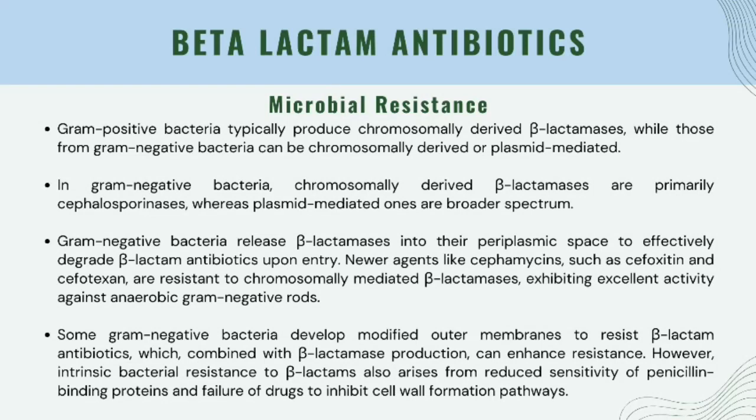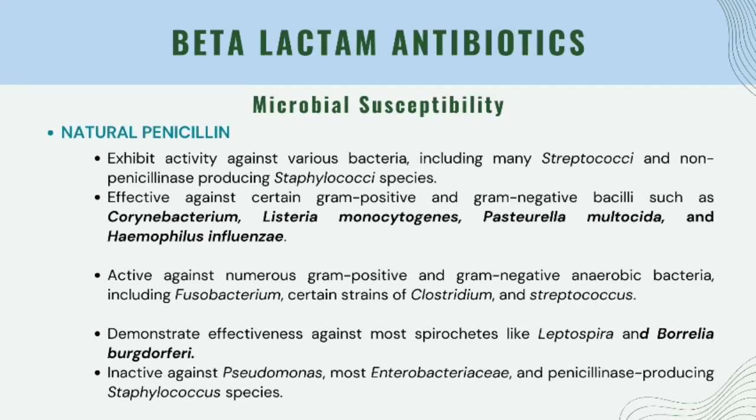Furthermore, gram-negative bacteria secrete small amounts of beta-lactamases into their periplasmic space, allowing for optimal location of the enzyme to degrade the beta-lactam upon entry into the organism. Newer agents have increasing resistance to beta-lactamases. For example, the cefamycins are apparently stable to chromosomally mediated beta-lactamases, which may give them their excellent activity against anaerobic gram-negative rods. Next is the microbial susceptibility of natural penicillin, aminopenicillin, penicillinase-resistant penicillin, and the extended-spectrum penicillins.